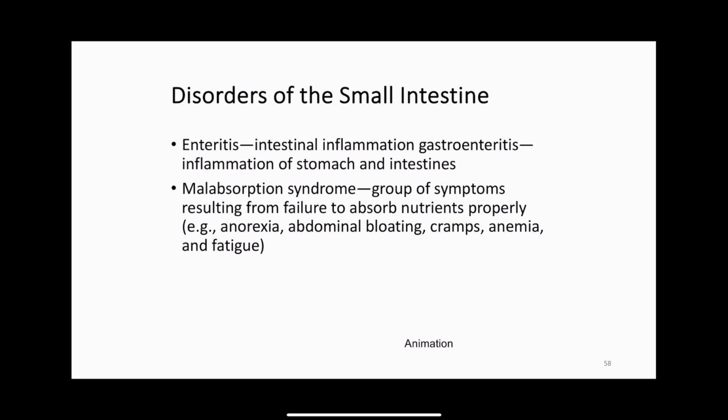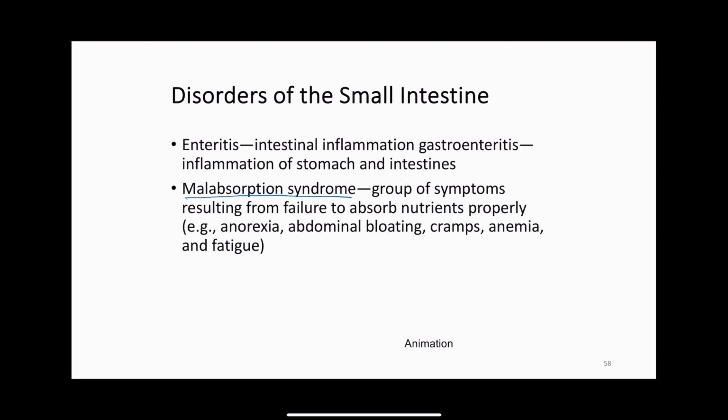Enteritis, we've talked about gastroenteritis. Enteritis here is talking about an inflammation of the stomach and intestines. And again, the stomach and intestines are connected by the pyloric sphincter. So it makes sense that if you've got inflammation in an area near to one, the other organ will be affected as well. Malabsorption syndrome can occur, and there's a lot of different components that go into malabsorption syndrome.